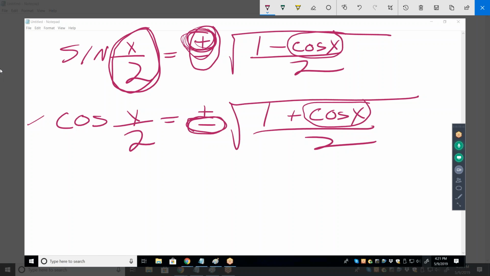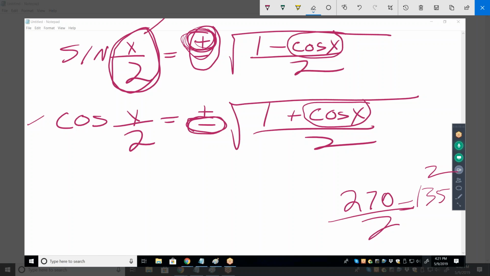So if I gave you an angle of 270, what quadrant is x over 2 in? The second. Yeah. 270 divided by 2 equals 135. That's second quadrant. So if I'm dealing with sine, I'm going to choose the plus sign. If I'm dealing with cosine, I'm going to choose the minus sign in front of the radical. So that's what that plus or minus means: you have to figure out which quadrant x over 2 is in to figure out which to use, the plus or the minus.